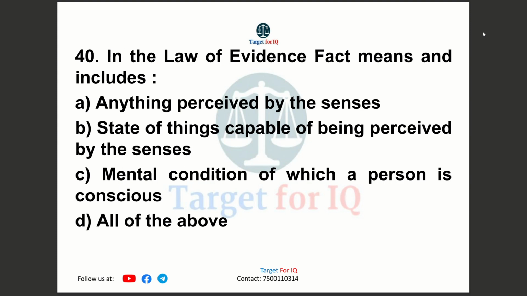Question number 40. In the law of evidence, fact means and includes option A, anything perceived by the senses. Option B, state of things capable of being perceived by the senses. Option C, mental conditions of which a person is conscious. Option D, all of the above. So the correct answer to question number 40 is option D, all of the above.